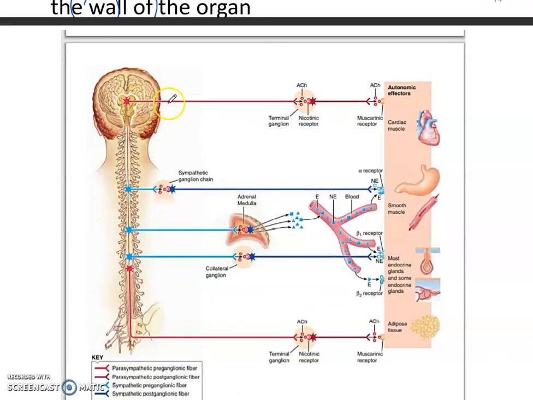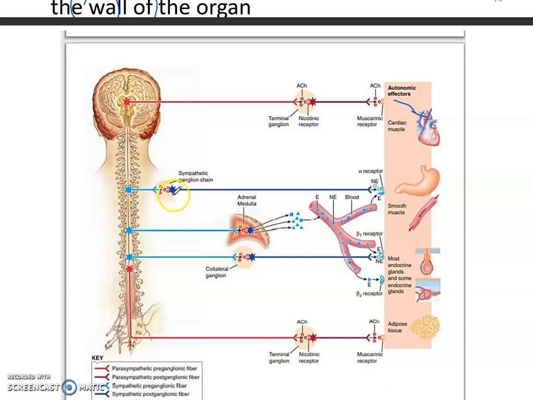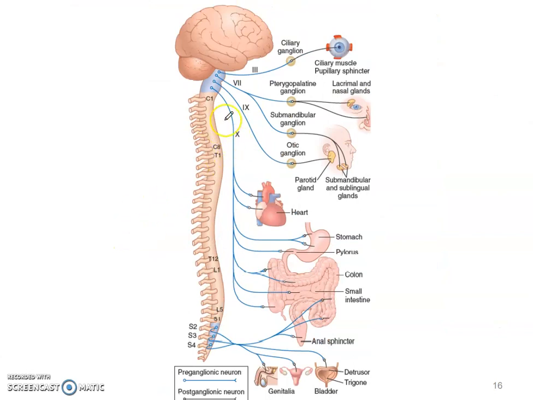You can see from the brain, it is going to the terminal ganglion, and then the receptor, then acetylcholine is released, and it is affecting the cardiac muscles and other muscles as well. As you can see from the spine, it is going to the sympathetic ganglion chain, and then it is going to the alpha receptor, and also to the adrenal medulla. It is also going from the spinal cord. This is the whole chart map, showing which part is supplying which organ.